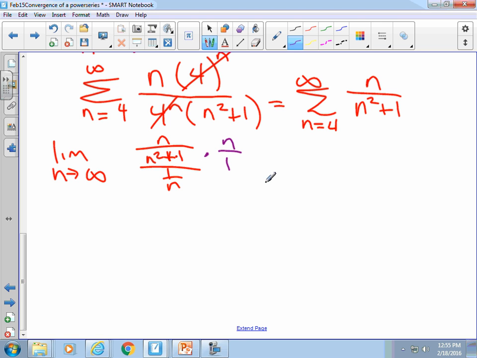As n approaches infinity, you agree this limit is 1? Which is a number. Remember, that one can be 1. It just has to be a number. If that's a number, then they behave the same. And what does 1 over n do?